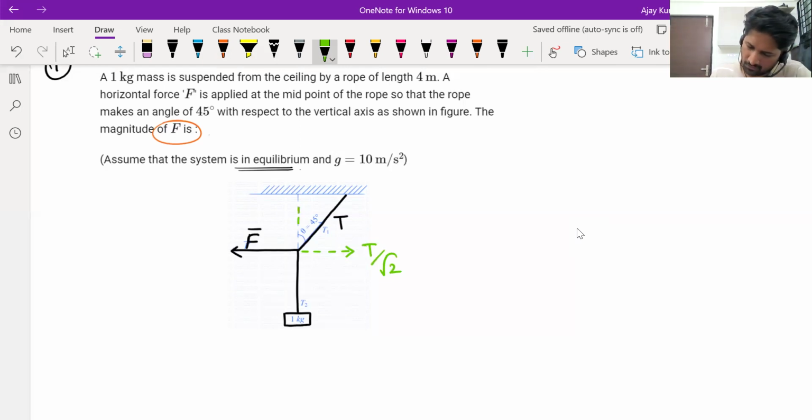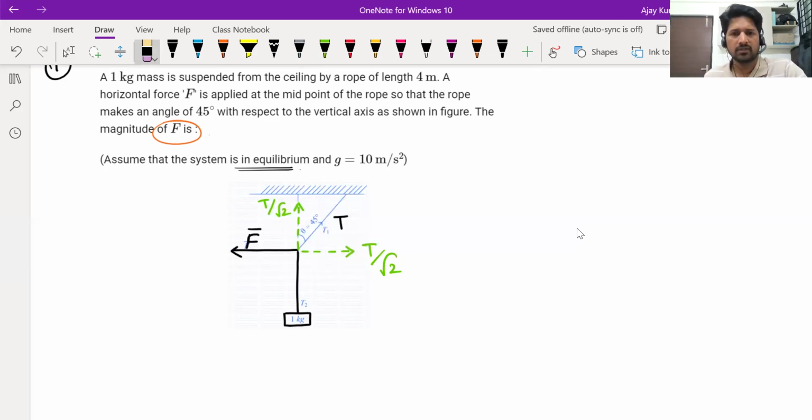How much is its vertical component? T cos 45. That is also T by root 2. See, actually tension acts along the length of the string like this. But to solve this problem, it will be easier if you take its components. Okay, good.